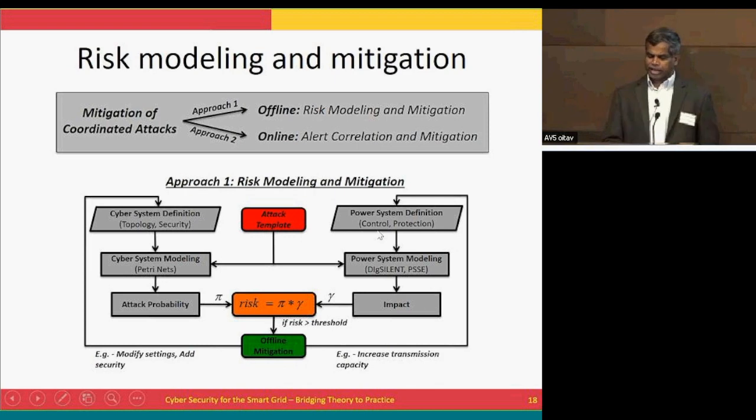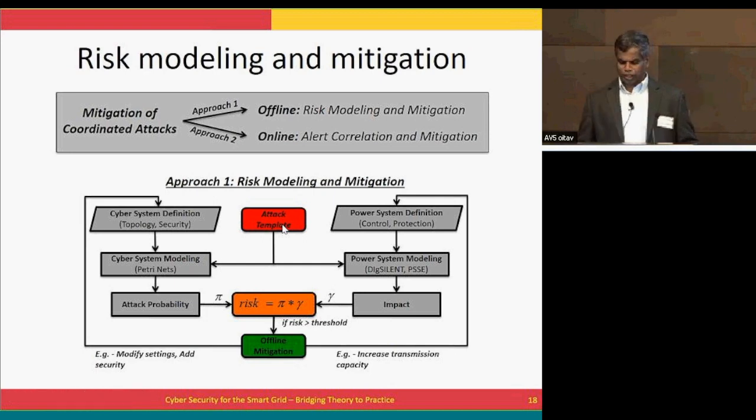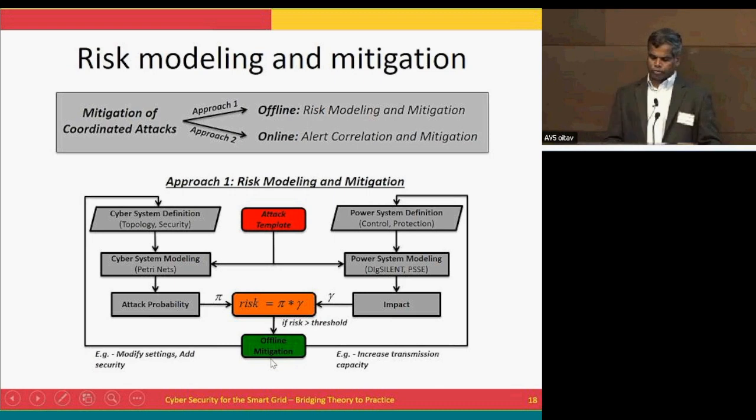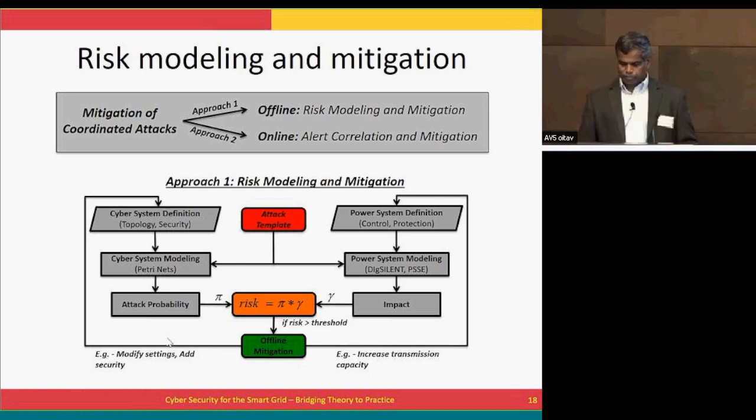Then on the right side, you have the consequence analysis for different attack templates. The attack templates are essentially different scenarios. Then you have the probability pi and the consequence mu, and when you multiply those two, you have risk. Then you try to mitigate those risks by investing in the cyber layer or physical layer or a combination. That's how risk mitigation is done in a quantitative sense.